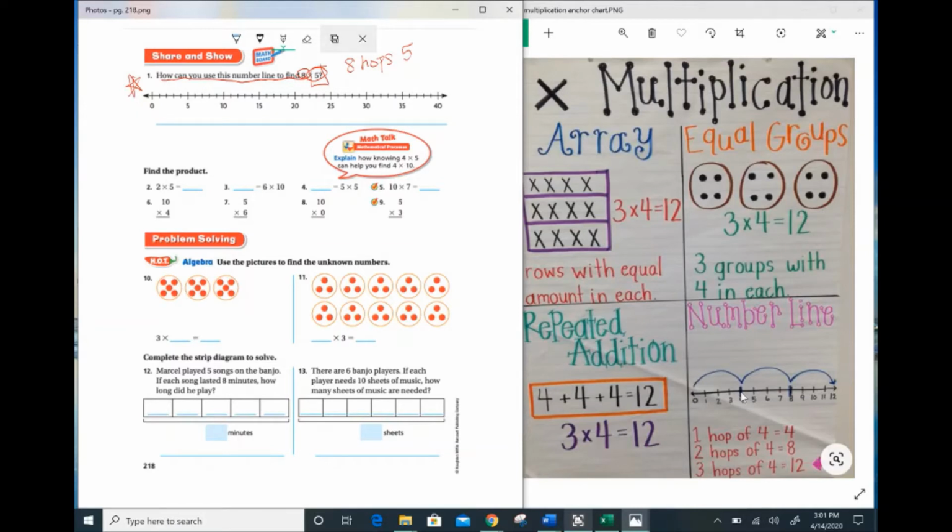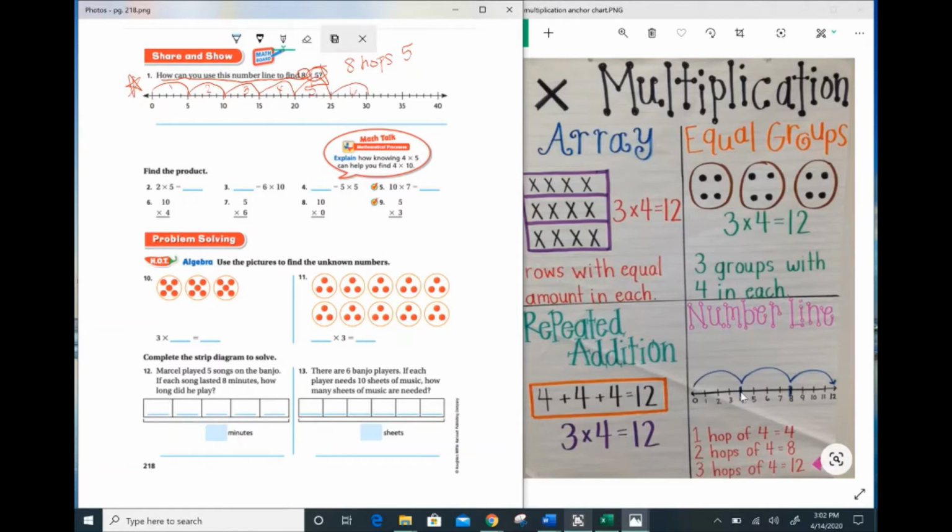So let's see, 1 hop of 5. And then I have 1, 2, 3, 4, 5. 2 hops of 5. 3 hops of 5. 4 hops of 5. 5 hops of 5.